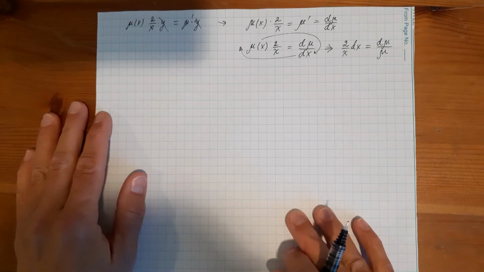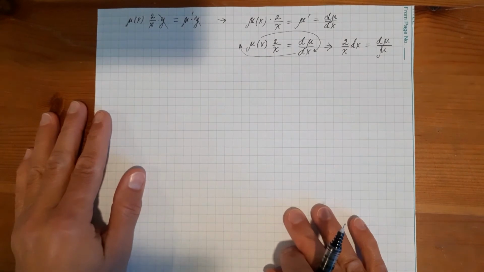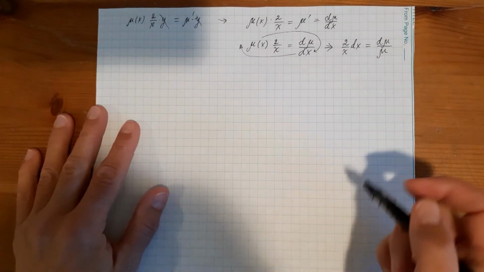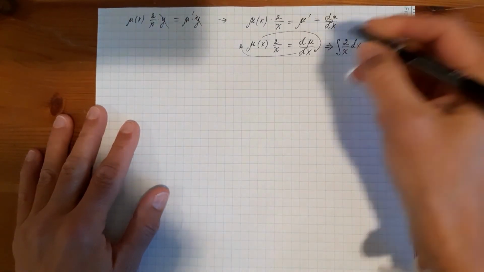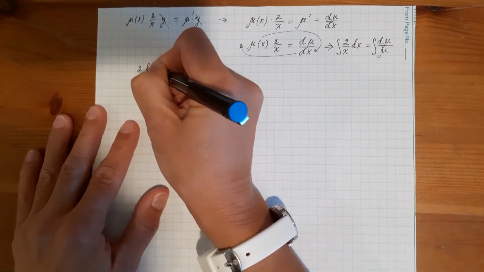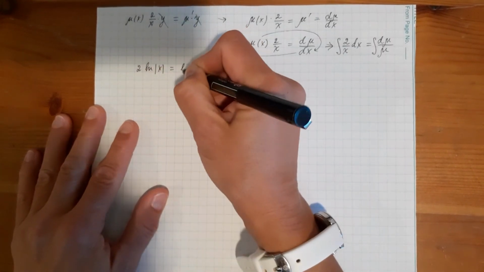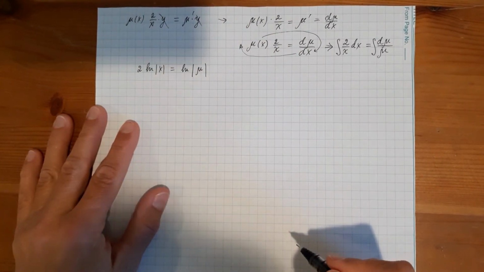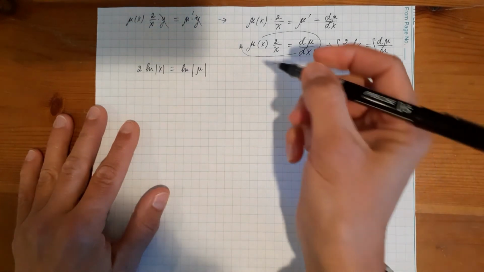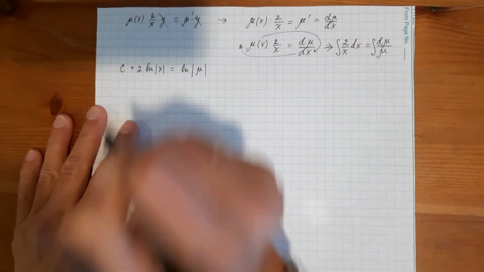Remember, we started our chapter 2 not with section 2.1, but with section 2.2. Why? Because I wanted you to know separation of variables before we start using it. Otherwise, you won't be able to solve this equation, right? Well, if I integrate both sides of this equation, I'm going to get 2 ln of absolute value of x equals ln of absolute value of mu, plus a constant, of course. Don't forget about the constant, right? I'm going to add it on the variable side like this.